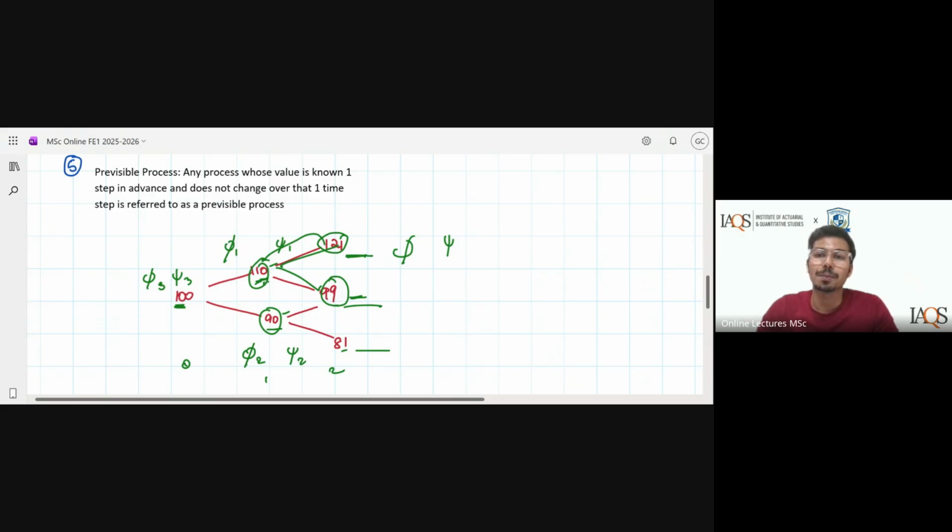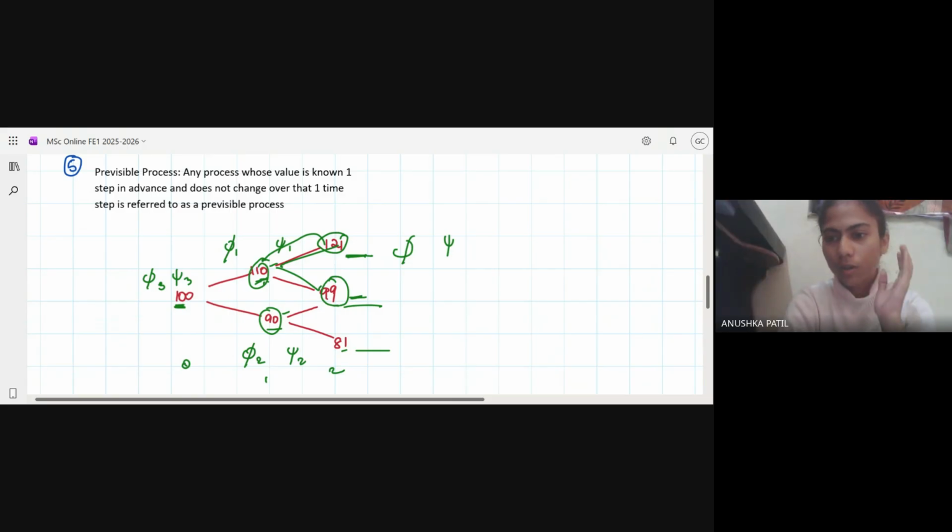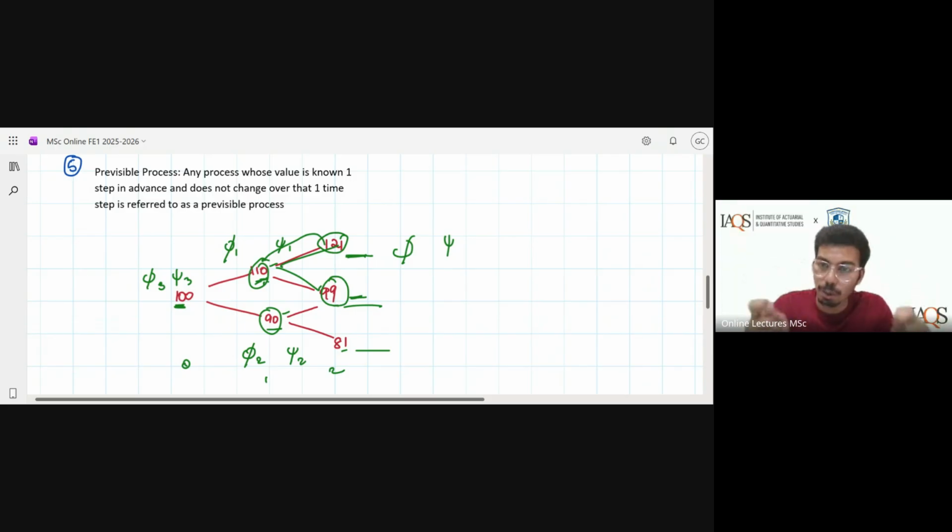Yeah, Anushka. Means, sir, we don't know if the market will go up or down, but we know for sure that if it goes up, what the final value is, and if it goes down, what the final value is? Yeah, what is the value of your phi and psi? Like, what if there is a process that has the same value, either up move or down move, and that value is already known to you today? Then yes, that's a previsible process.